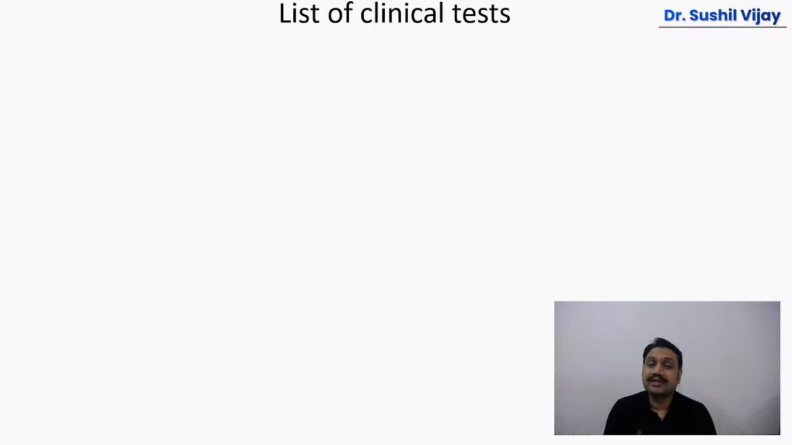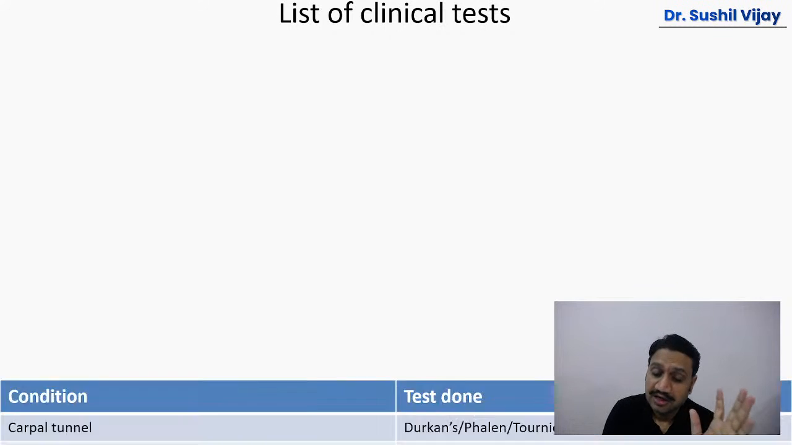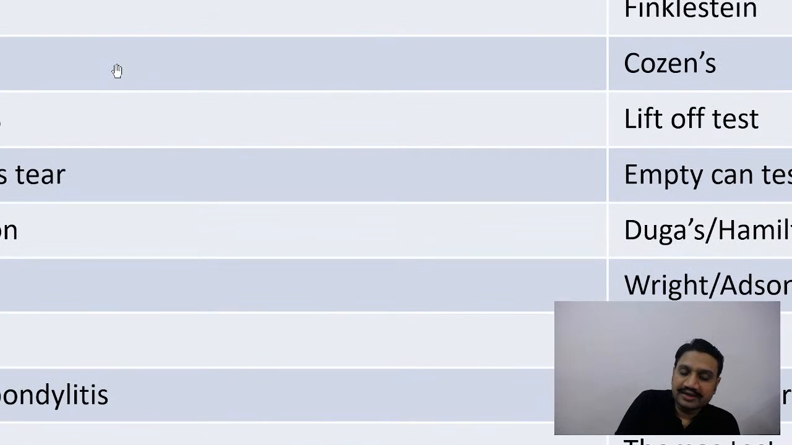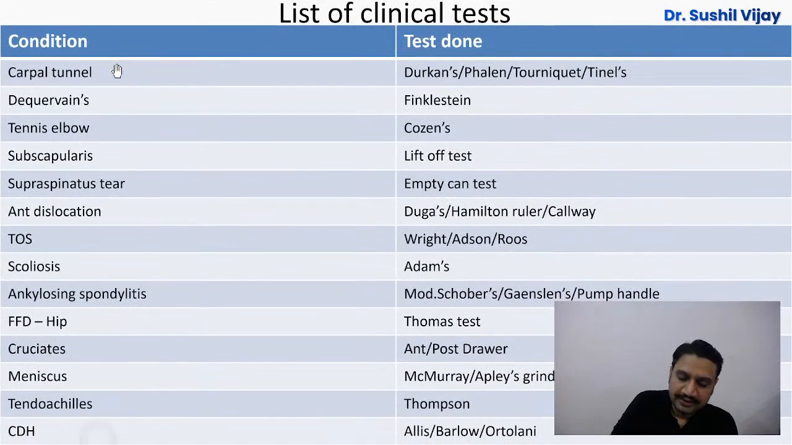Okay, so list of the clinical tests. Let me put the list of the clinical tests that we do at different places for different kinds of conditions. One by one, I'll explain all of them and I'll mark the most important potentials for your exam. First most important, I said, is carpal tunnel. All right, first one is carpal tunnel.